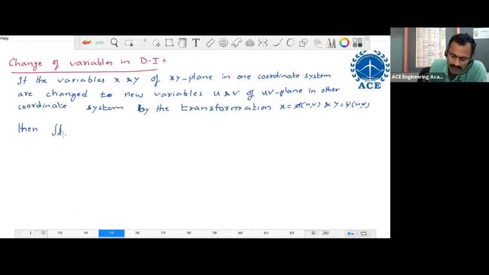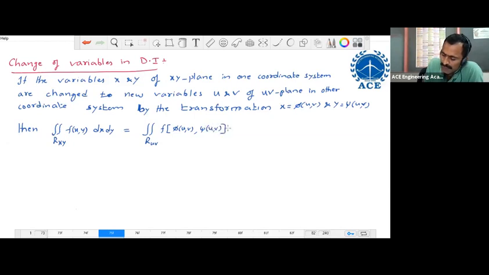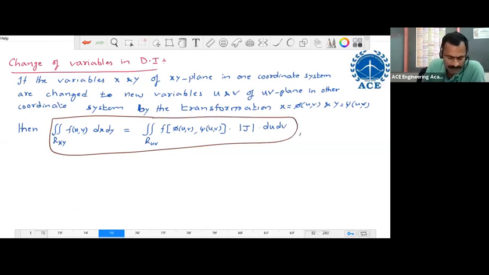Then the double integral over R_xy of f of x comma y dx dy will be reduced to the double integral over R_uv of f of, in place of x we write the function of u and v, comma, in place of y the function of u and v, into modulus of J into du dv, where J equals dou of x comma y by dou of u comma v.